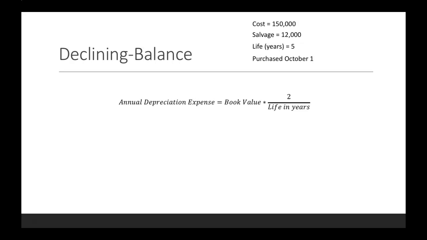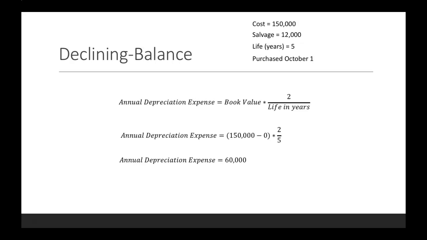Now book value. How do we find book value? Well, book value will be your cost minus your accumulated depreciation. Here, we just purchased this equipment, so we haven't depreciated anything yet. So our book value is $150,000 minus 0, because we don't have any accumulated depreciation, times 2 over 5. That comes out as an annual depreciation expense of $60,000.